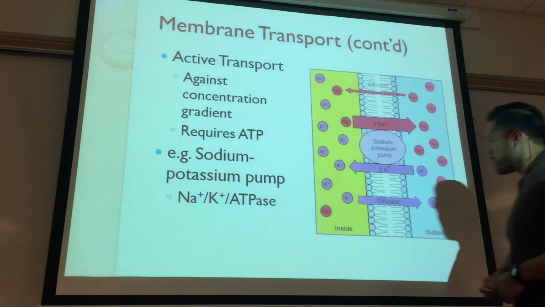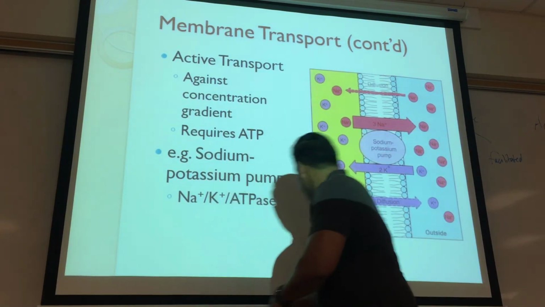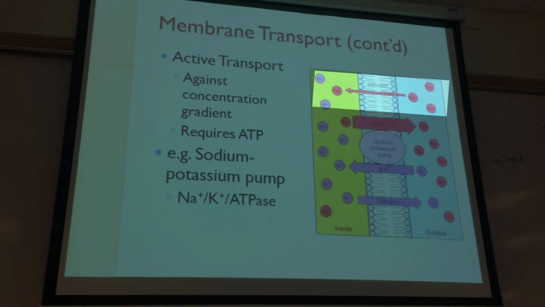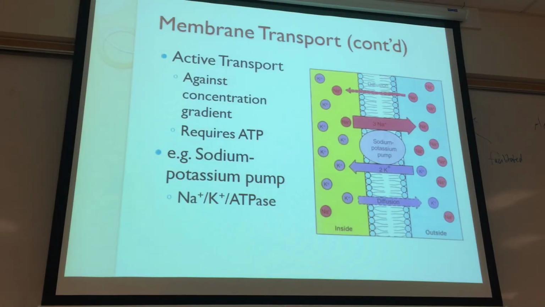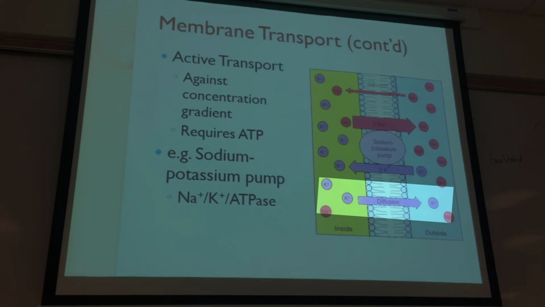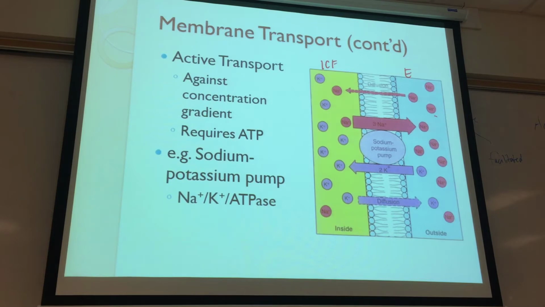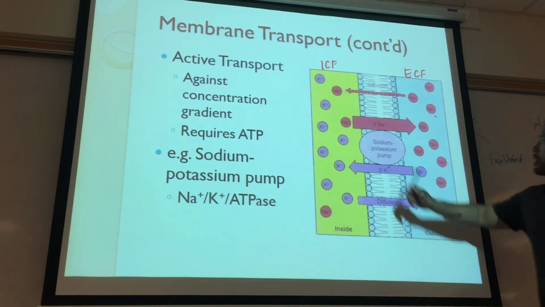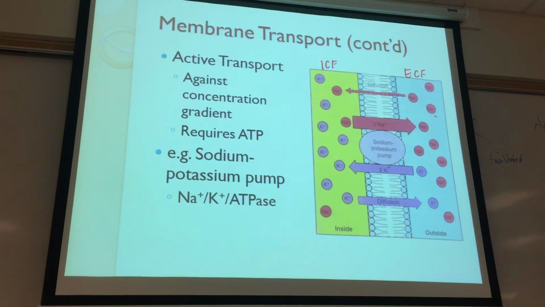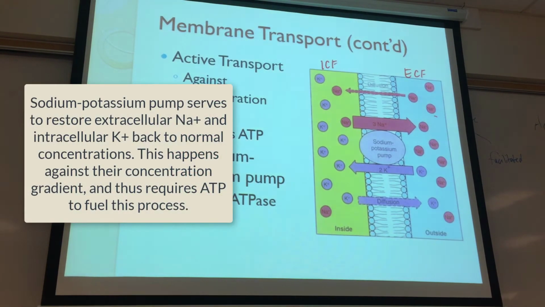So if the concentration gradient for sodium is towards the inside, and the concentration gradient for potassium is going on the outside, in this case this would be the intracellular fluid, this would be the extracellular fluid. We are pumping sodium out of the cell against its concentration gradient, and we're moving potassium against its concentration gradient into the cell.